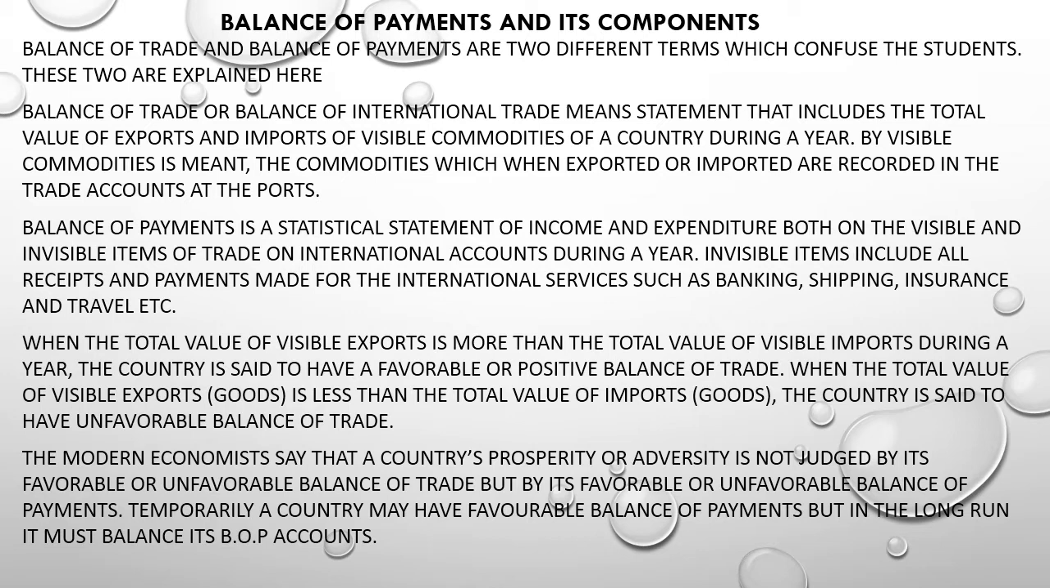The modern economists say that a country's prosperity or adversity is not judged by its favorable or unfavorable balance of trade, but by its favorable or unfavorable balance of payments. Temporarily, a country may have a favorable balance of payments, but in the long run, it must balance its BOP account.